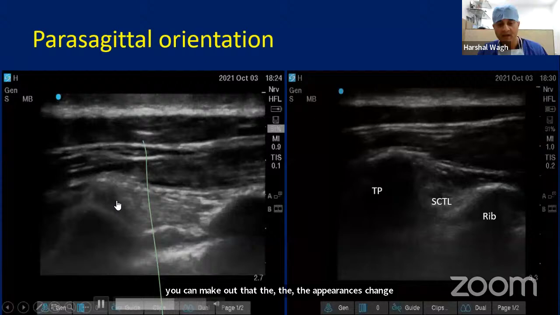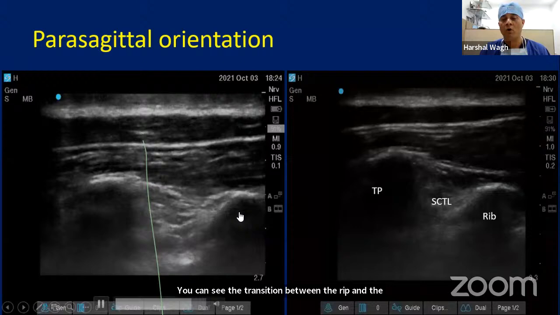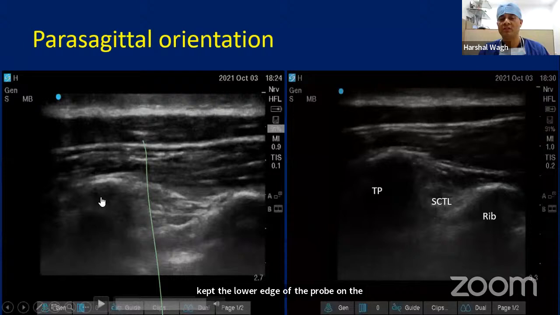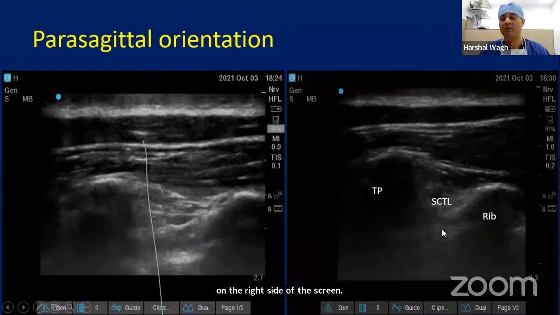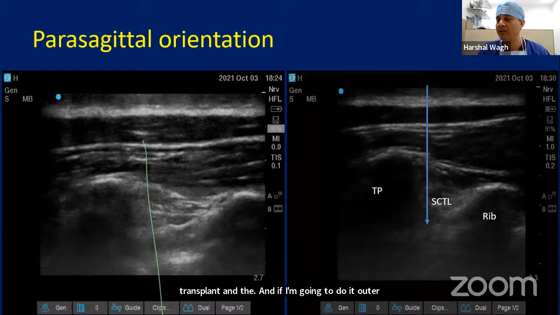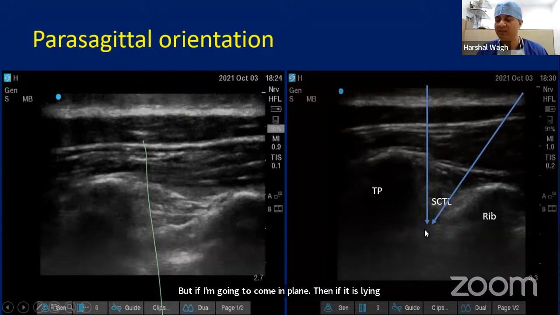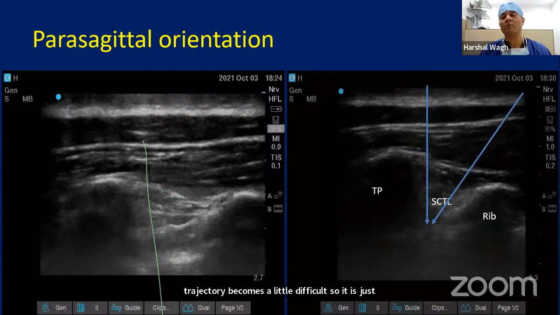I've purposely kept the lower edge of the probe on the rib, so you can see the difference between the transverse process and the rib, and identify the two. The other most important bit is the needle trajectory, which I'll show you on the right side of the screen. That's the transverse process, superior costotransverse ligament and the rib. If I'm going to do it out of plane, my needle trajectory is going to be in that direction. But if I'm going to come in plane, and the probe is lying on both transverse processes, then the needle trajectory becomes a little difficult. So it is easier to rotate the lower part of your probe a little bit outward to make it lie on the rib. Then your needle trajectory is better.